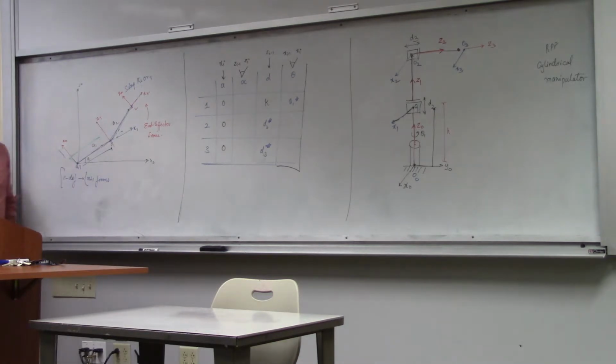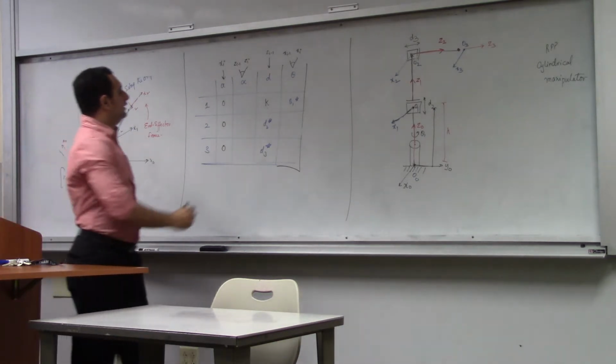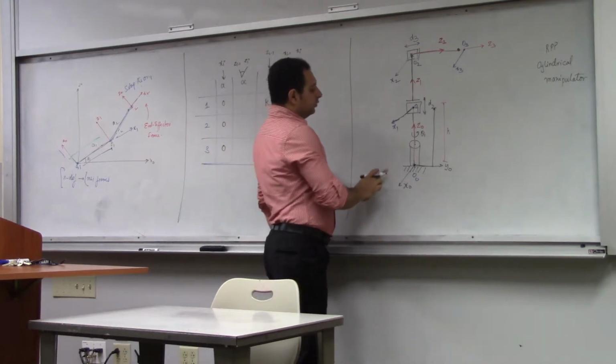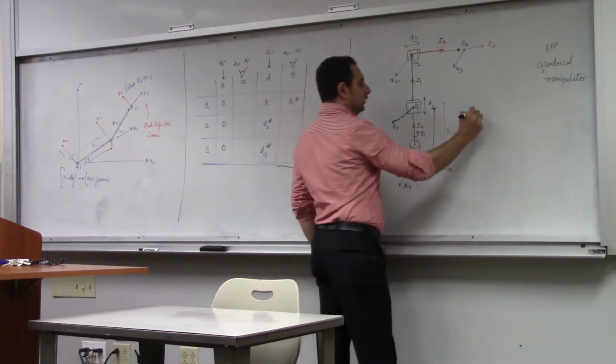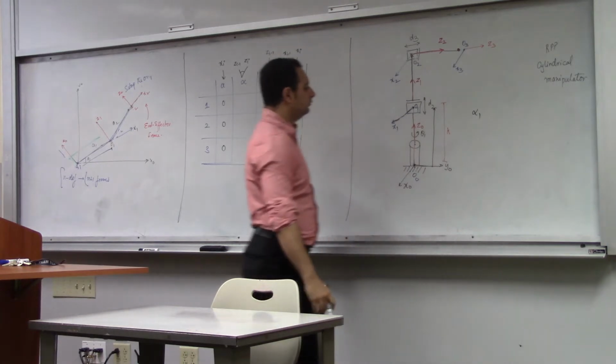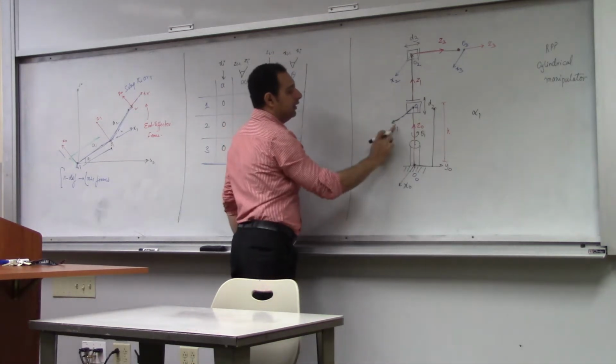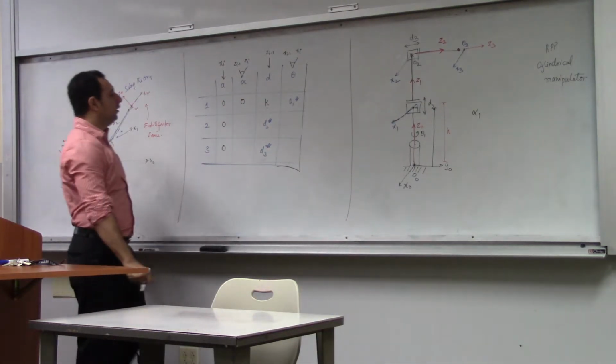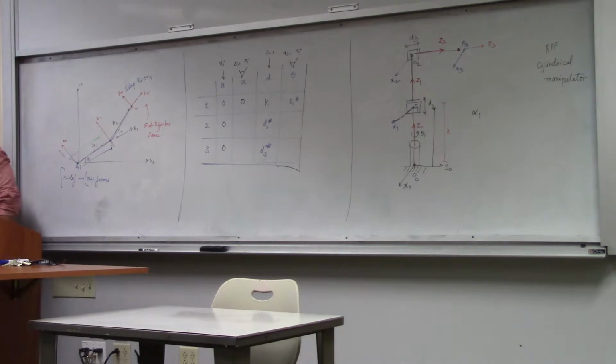Now let's look at alpha. Alpha is the angle between the two z-axes, right? So tell me what is alpha 1? 0, because these two are parallel and they are collinear, measured along x1. So this will be 0. How about alpha 2? Pi by 2? Pi by 2?